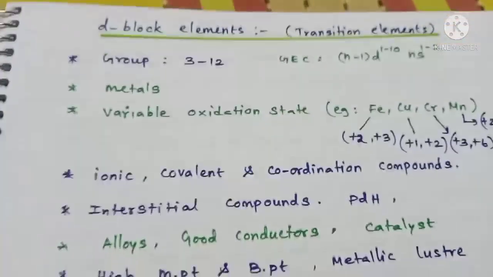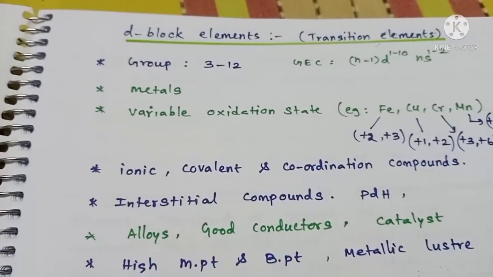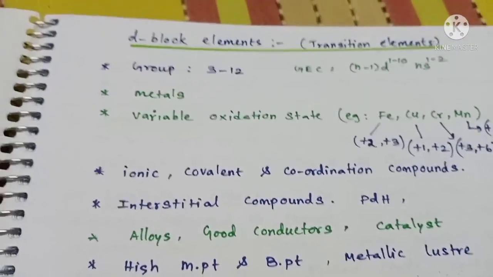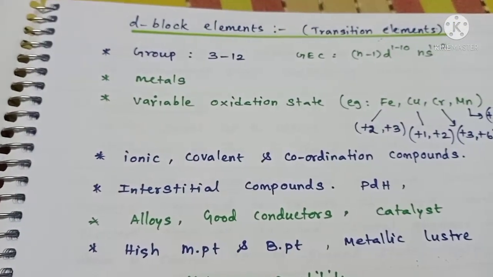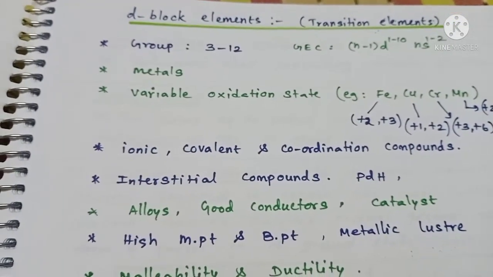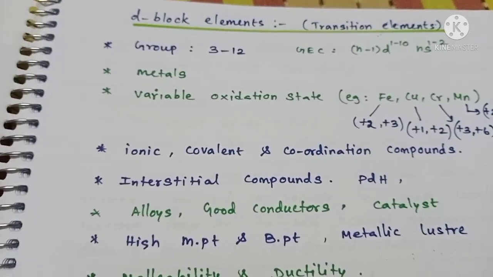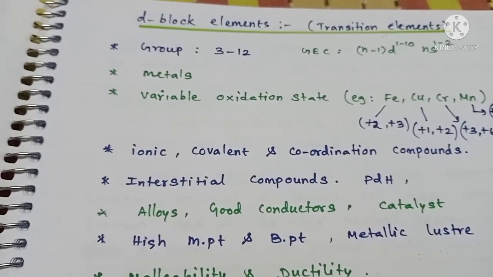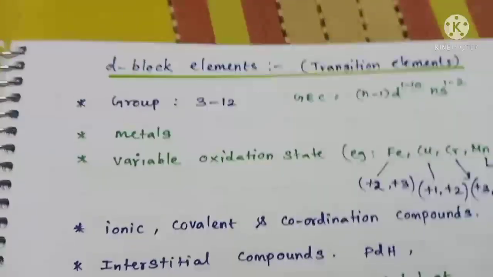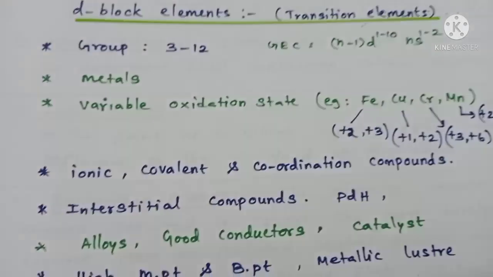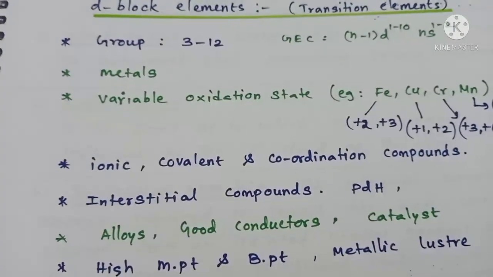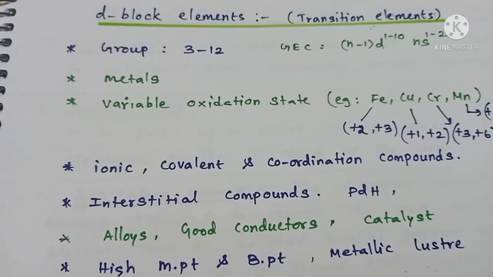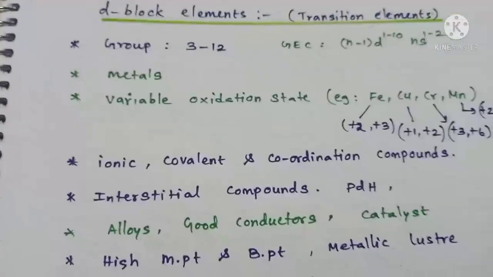Okay, right. Then the next type is d block elements. These are also called transition elements, because their properties are transitional, intermediate between highly reactive s block and less reactive p blocks. That's the reason why these d block elements are generally called transition elements, or transition metals also. Okay, right. They belong to group number 3 to group number 12 in the modern periodic table.